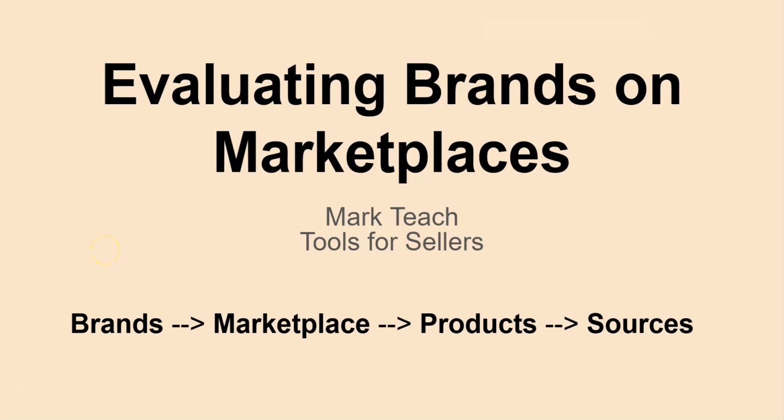In this video, I'm going to explain a process for evaluating brands on Marketplace, and I'm going to share with you some tools I actually created to help make this process easier. Basically, what we're doing in this process is we're taking brands and searching those brands on marketplaces such as Amazon or eBay. From there, we're finding products, then taking those products and finding sources of those products. So this is basically the process.